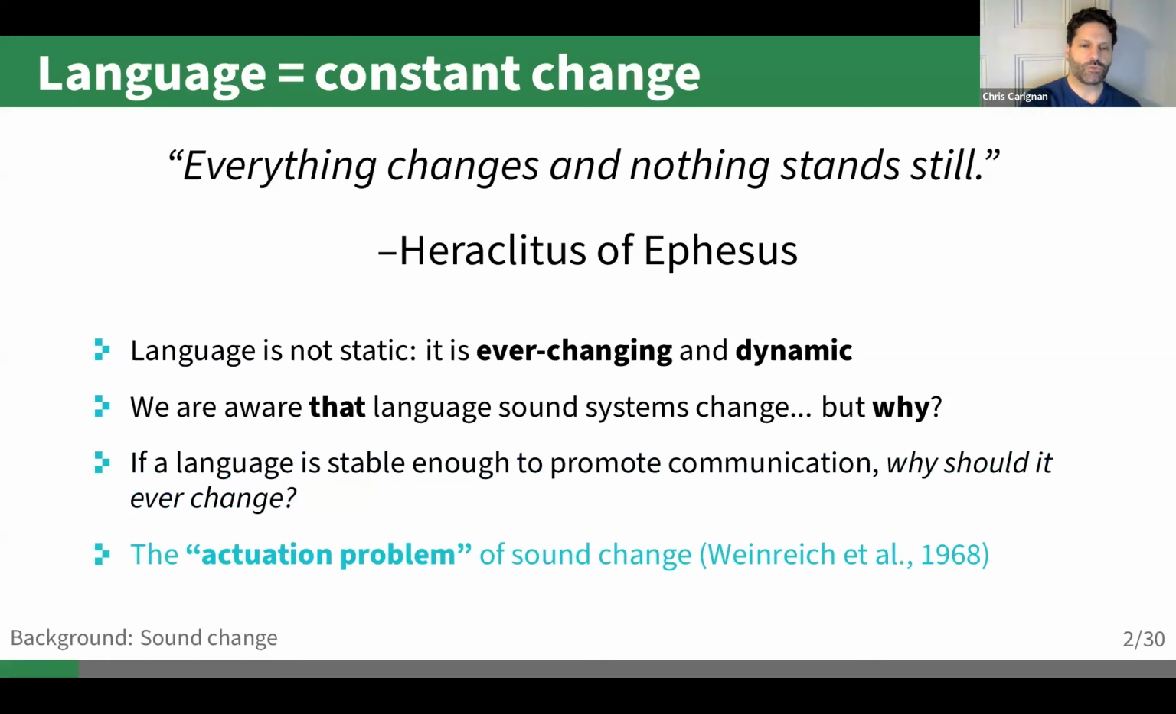This relates to what's called the actuation problem of sound change. So the idea that there are certain mechanisms that can serve as catalysts to introduce change into a system at the very level of introducing those seeds before it's diffused. So that's what this topic is about, the actuation problem. What sort of mechanisms can serve as those catalysts?